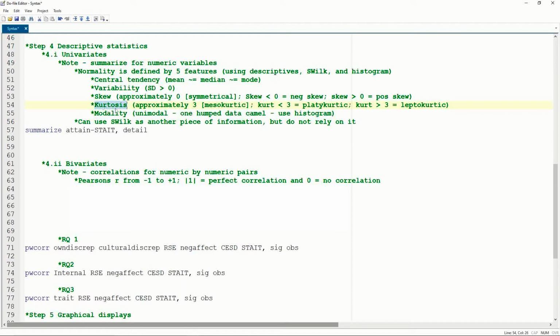Kurtosis works very similar to skew, but instead of aiming for approximately 0, we aim for approximately 3. And if we have a kurtosis statistic of approximately 3, we call the distribution mesokurtic. If the kurtosis is less than 3, we call it platykurtic, and if the kurtosis is greater than 3, we call it leptokurtic. So remember that mesokurtic simply means it looks normal. Platykurtic means it's really, really flat, and it's a really long or wide distribution, and leptokurtic means it's really narrow and really high.